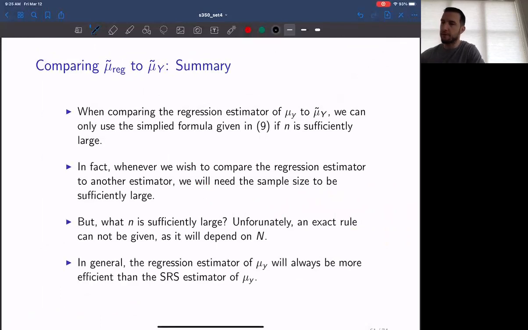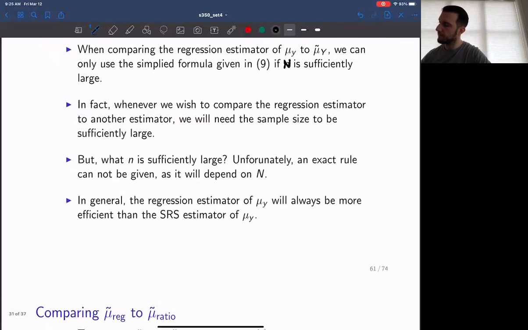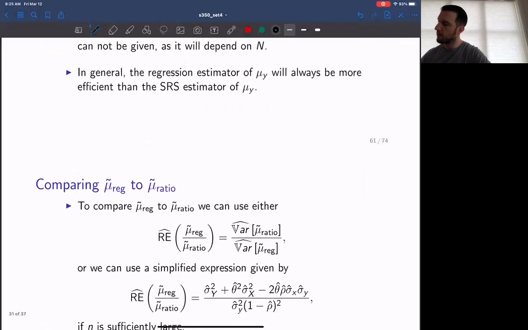So we just mentioned the first point on the summarizing slide here. So that expression we use that involves rho is typically only valid when capital N is sufficiently large. However, we can show that the comparison reduces strictly to the ratio of sigma hat squared divided by the mean squared error for the problem at hand. Right? Okay.